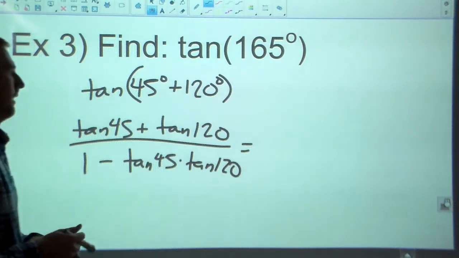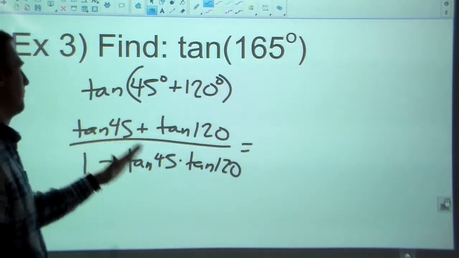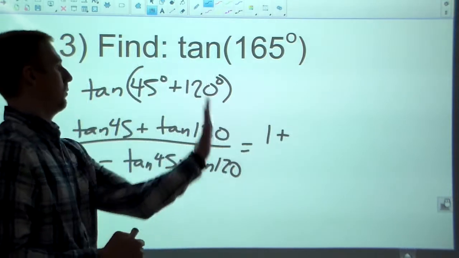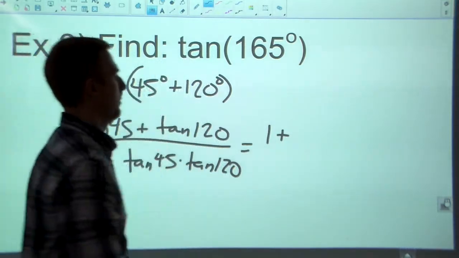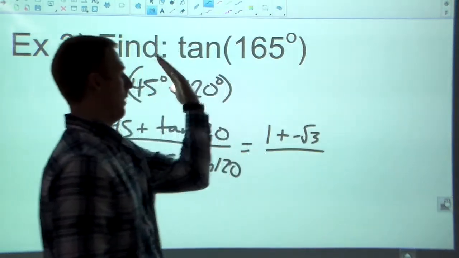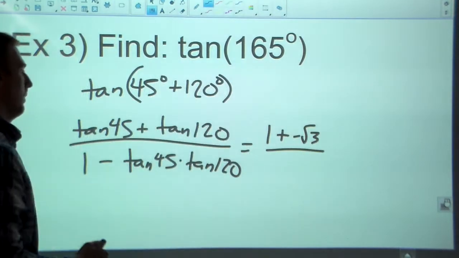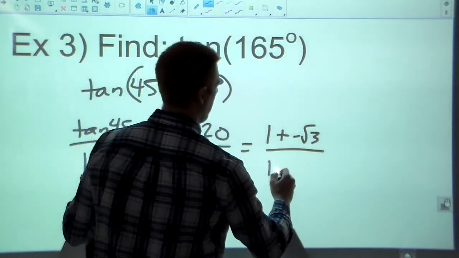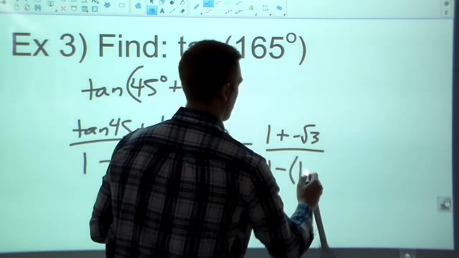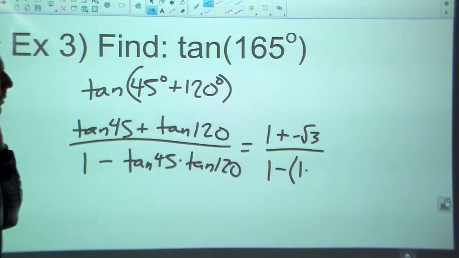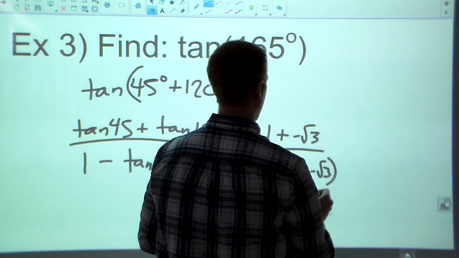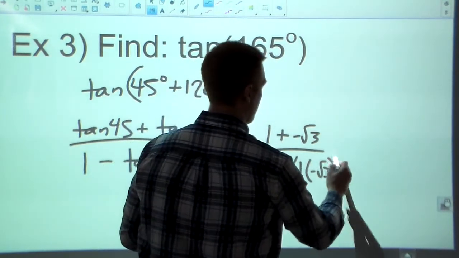So again, knowing unit circle values is helpful here. Tangent of 45 is going to be 1. Tangent of 120, that's over here, that's square root of 3. It's negative though because it's in the second quadrant. X is negative in the second quadrant. And then 1 minus tangent of 45 is still 1 times tangent of 120, which is still negative square root of 3. Kind of nice that you already found those already.